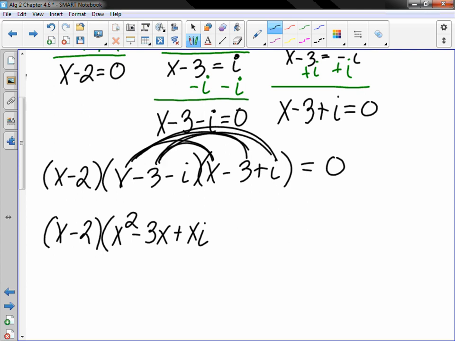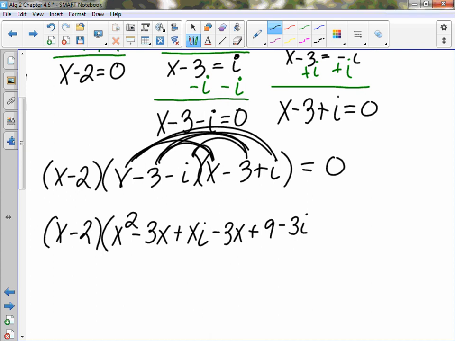Then we'll move on to negative 3. Well, negative 3 times x will be negative 3x. Negative 3 times negative 3 will be plus 9. And negative 3 times i will be negative 3i. And lastly, we're going to multiply through by our negative i. So negative i times x will be negative xi. Negative i times negative 3 will be plus 3i. And negative i times i will be negative i squared. Any questions on any of this here so far?